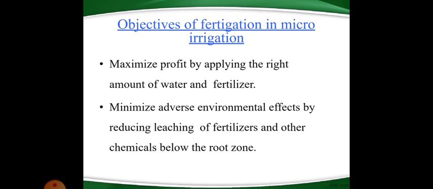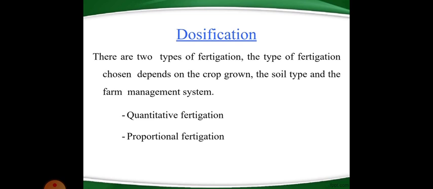There are some objectives of fertigation in micro irrigation: maximize profit by applying the right amount of water and fertilizer, and minimize adverse environmental effects by reducing leaching of fertilizers and other chemicals below the root zone.